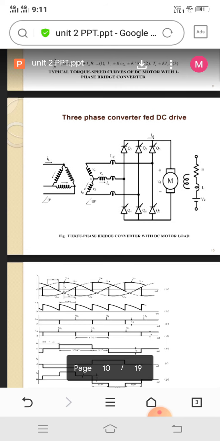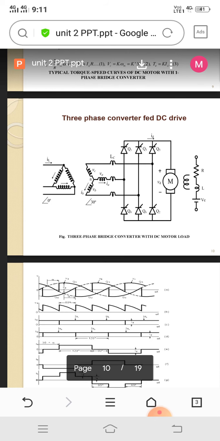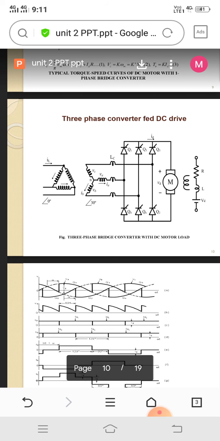Next, converter means the AC supply which is given to this three-phase SCR circuit. This SCR circuit converts the three-phase AC supply into DC. So the word converter explains AC to DC, proper DC. That conversion is fed to DC drives, fed in the sense of injected across the DC motor, which is called a DC drive.